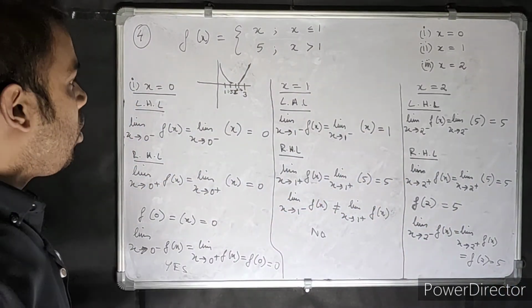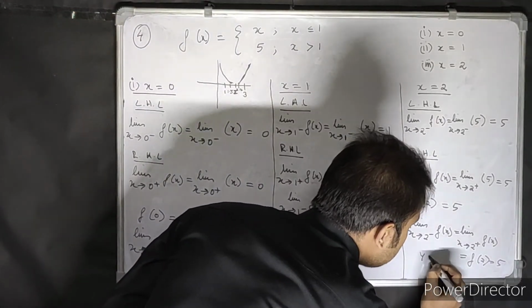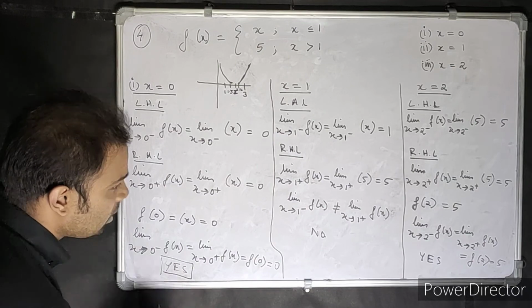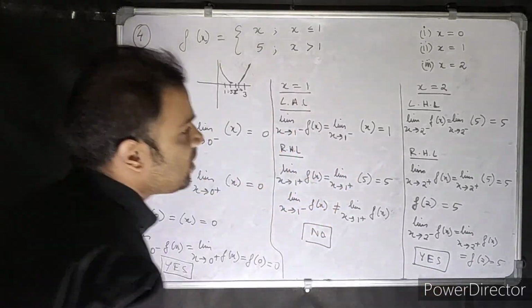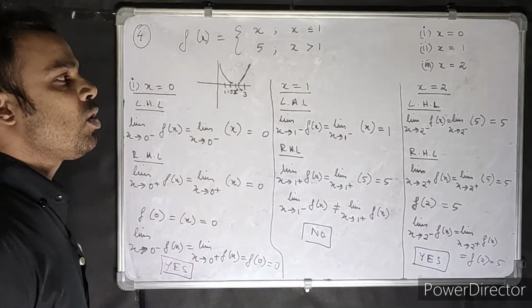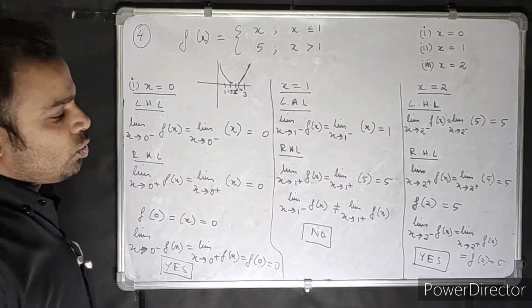So what do you have to write? Yes, it is continuous. So in the first part we got a yes, second part we got a no, and third part we got a yes. So there is a break in the graph at x equal to 1. Again the graph is continuous at x equal to 2.